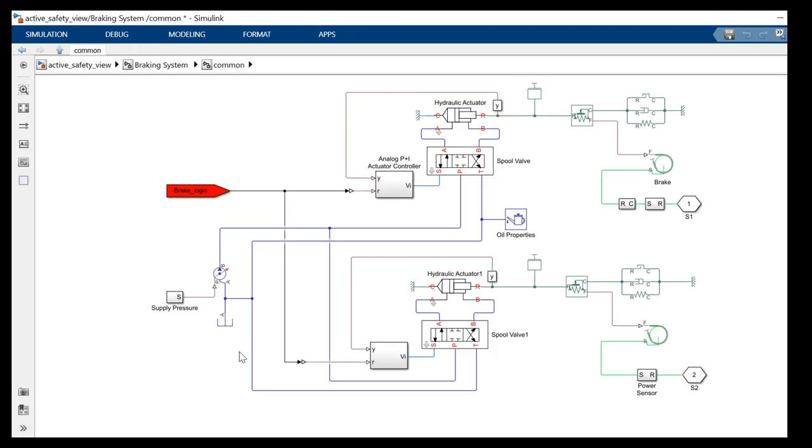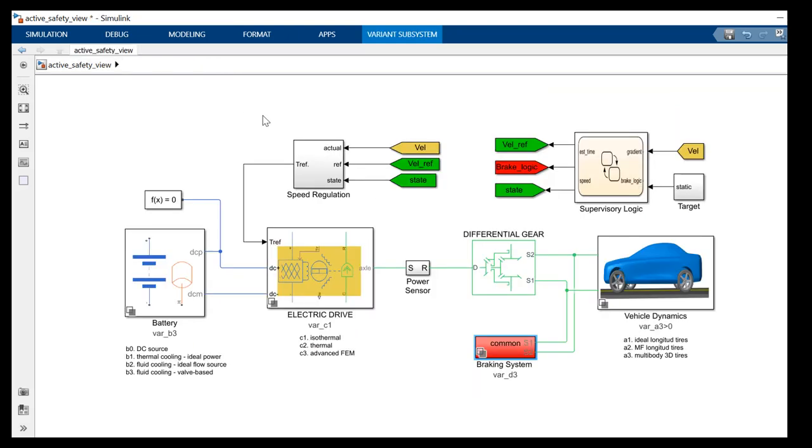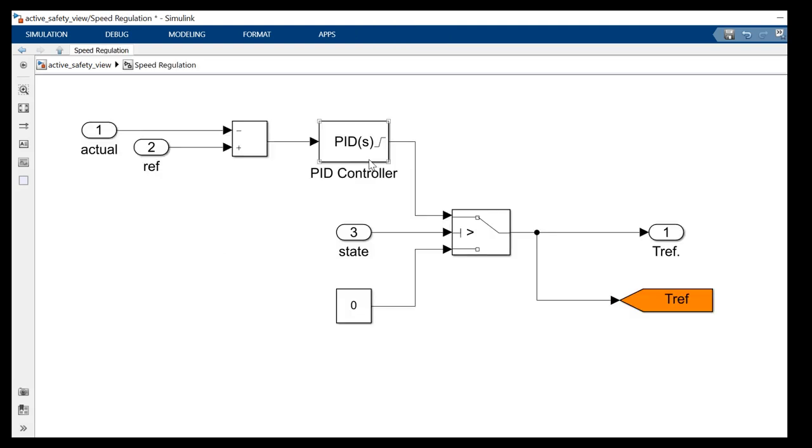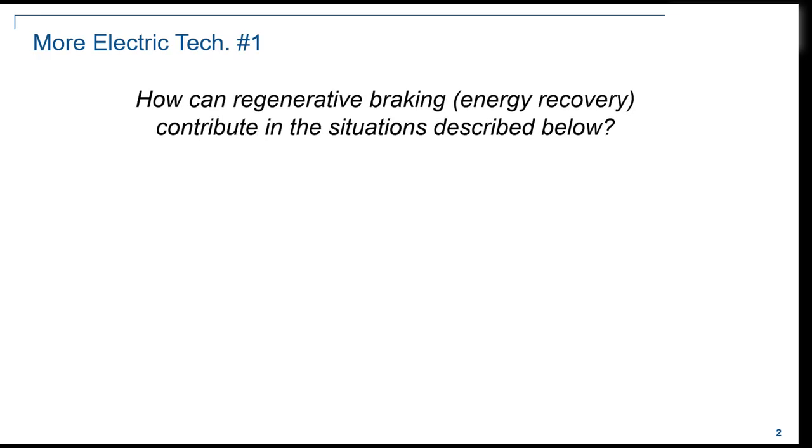The brake consists of a hydraulic pressurized oil circuit. So when oil comes into the actuator, there will be a force exerted on the brake, and that will bring the vehicle to a stop. And then finally, we have a speed regulation, a PID controller, with the reference of torque coming from the supervisory logic. And then the speed is regulated to match the desired speed.